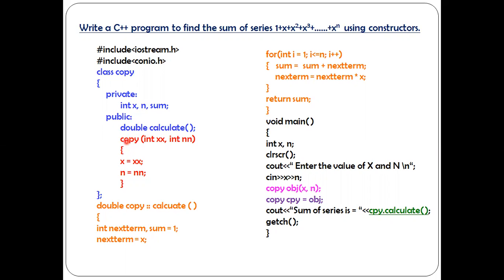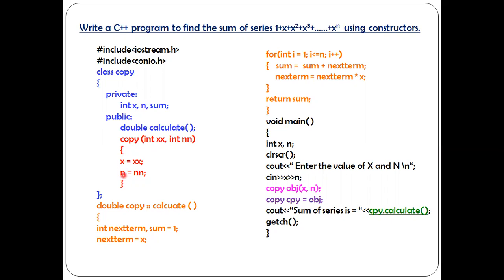Here, which is marked with the red color, you can see this is a constructor, a parameterized constructor. What do you mean by a parameterized constructor? A constructor which accepts one or more than one argument is called a parameterized constructor. There you can see there are two arguments. One is xx, another one is nn.